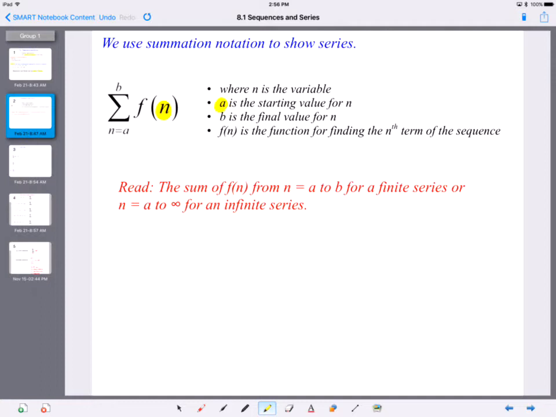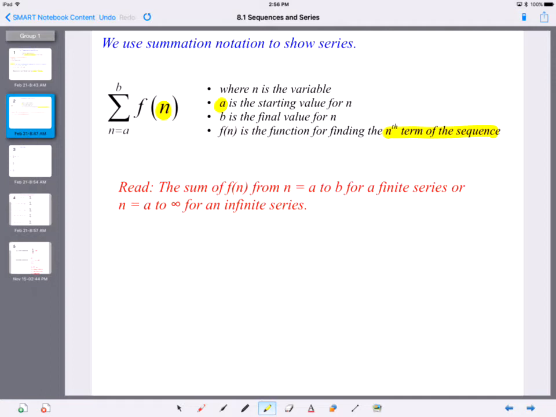A is the starting value for n. So where do you start the summation? B is where you end the summation. So A is where you start, B is where you end. And then f of n represents the function for finding the nth term of that sequence. That's what we'll be plugging in to figure out what the series is.